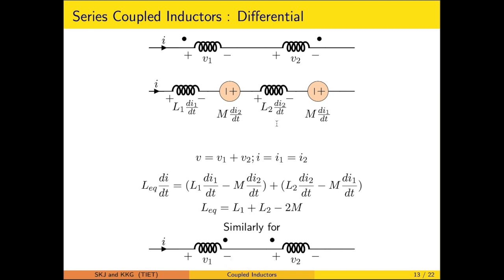For the differential coupling, we go through the same process, but the differential coupling suggests that the net inductance is L1 plus L2 minus 2M. This differential arrangement arises because current is entering the dotted terminal in one coil, whereas the current is leaving the dotted terminal in the other coil. Here the current is leaving the dotted terminal in one, and current is entering the dotted terminal in the second one. So that is a differentially coupled inductors.